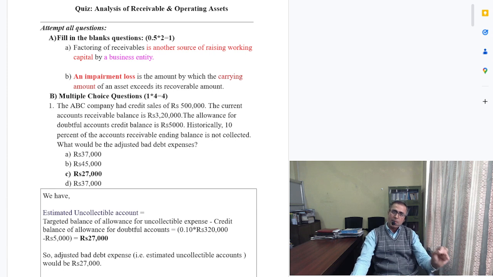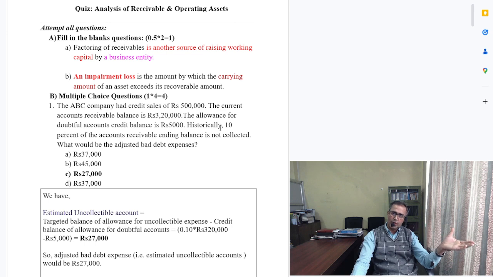Today's discussion will be more about the concept of analysis of receivable and operating assets, and for which I will be discussing two sections of the question here. One is Part A, factoring of receivable, and you will find the concept of impairment loss, which is simply fill in the blanks questions. The next, Part B, is multiple choice questions, where we will be discussing four question sets here. Now, based on this background, let's discuss what we understand by receivable.